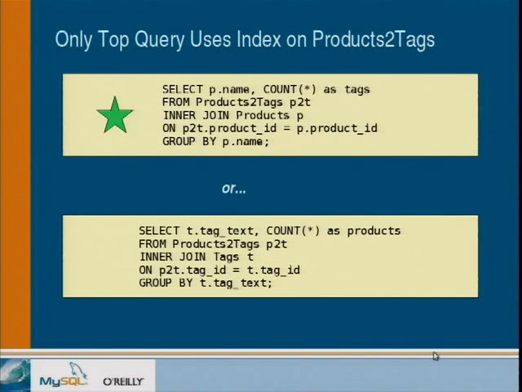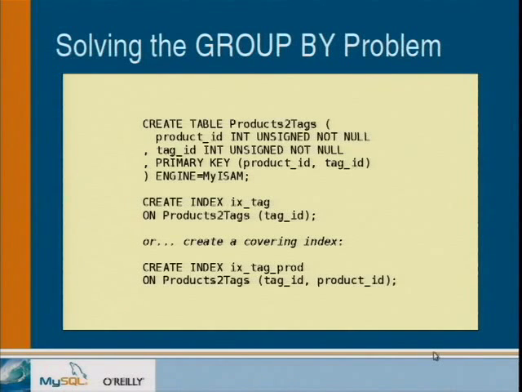Now on the bottom, you're reversing that. You're saying for each distinct tag, give me the count of products. It can't use the index. It can't use that primary key index. So it won't use it. You get no read performance from it. The remedy would be to create an index that has tag on the left side.